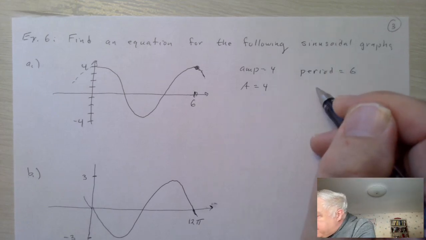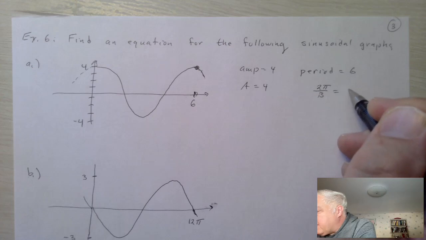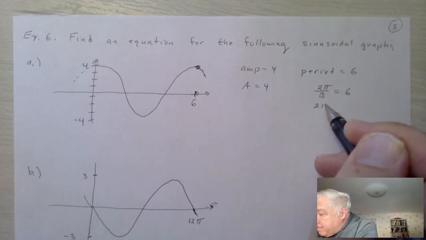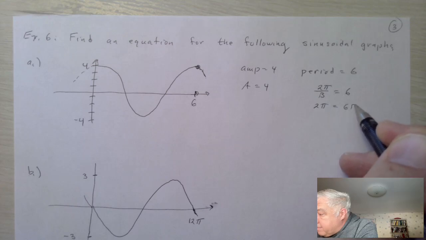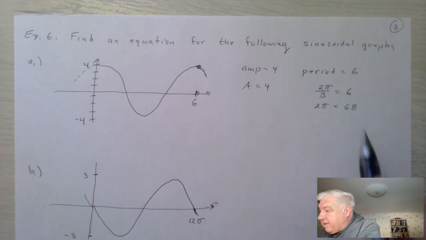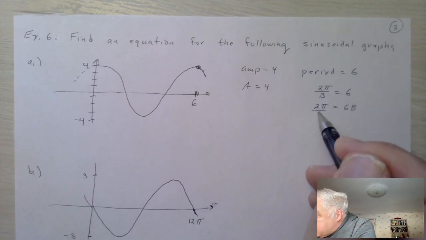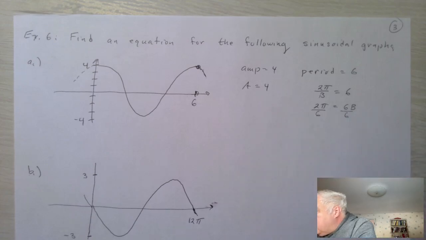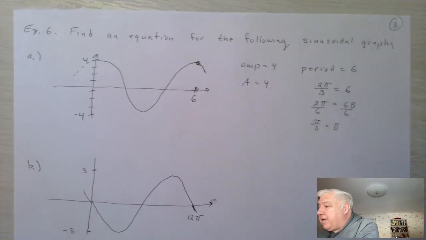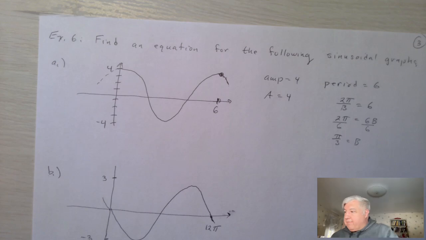And B, we know that 2 pi divided by B, if we assume B is positive, is 6. So we can multiply both sides by B, and divide by 6. And then we get that this is pi over 3, which equals B.